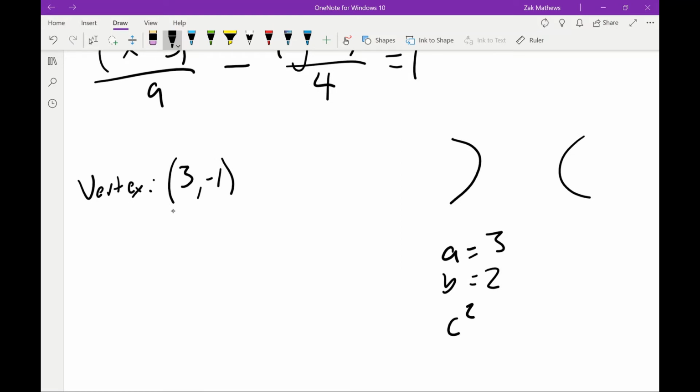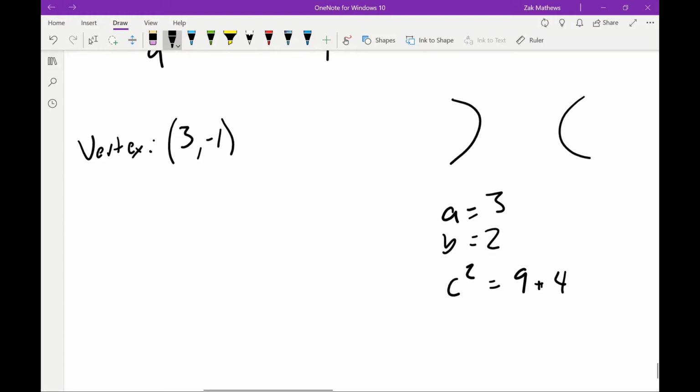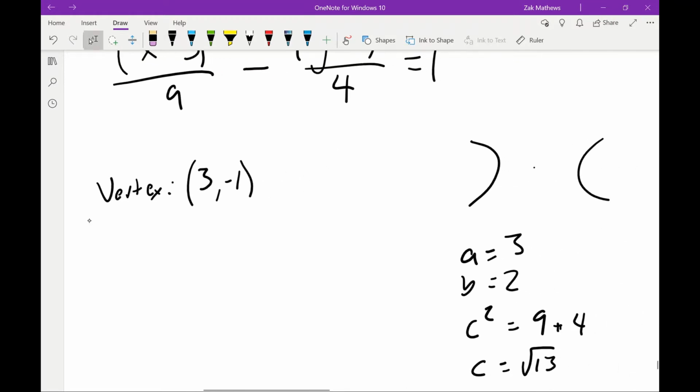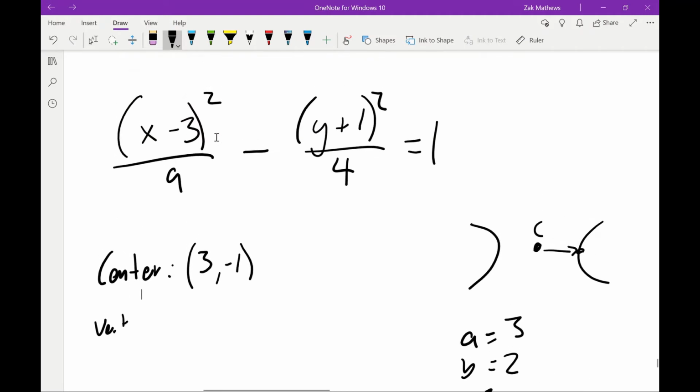So our c squared would be equal to 9 plus 4. Don't make that mistake that I just did. It does need to be the positive because we just talked about the fact that we are doing the opposite sign. So the c would be equal to the square root of 13. So now that we have all of those key facts, we can find all the other elements. We know the center is right here. To get to the vertices from there, we have to travel by a units. So I meant to call this my center, right? That's another mistake, moving too quick here. So our center is the easy thing to find. That's the 3, negative 1.